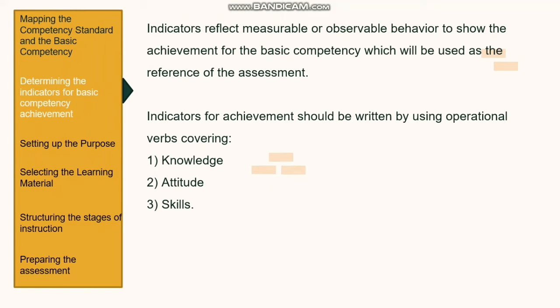Number 2 is determining the indicators for basic competency achievement. Indicators reflect measurable or observable behavior to show the achievement of the basic competency, which will be used as the reference of the assessment. Indicators for achievement should be written by using operational verbs covering knowledge, attitude, and skills.